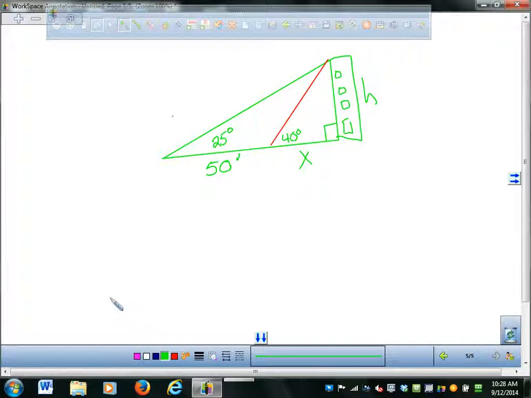So I think with this one, you need two things, right? All you know is that this is 50 feet from here to here, and that piece we're going to call X. So you kind of have to set up two equations with two unknowns. Go ahead, Zach. So first would you have to find 180 minus 40 to find the angle next to 25? Very good.